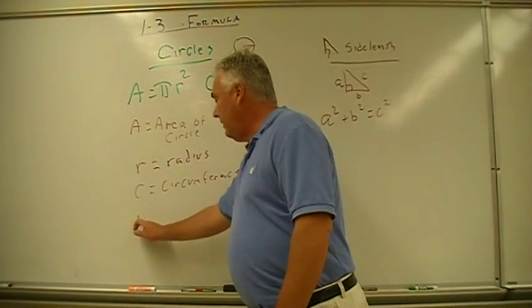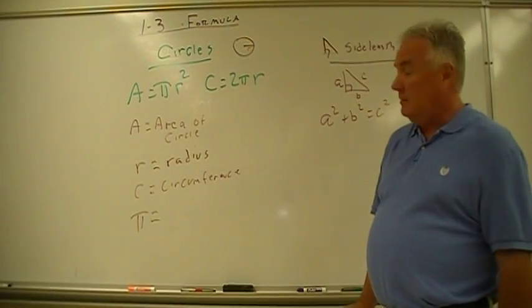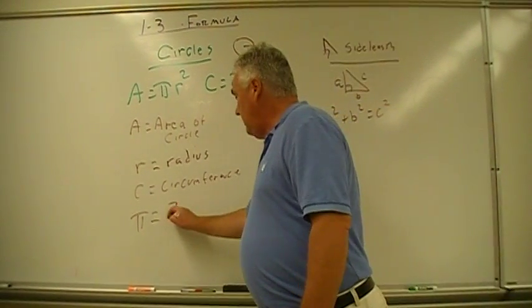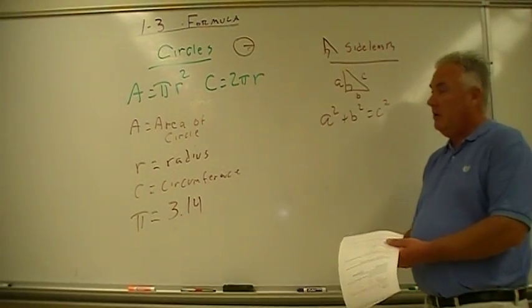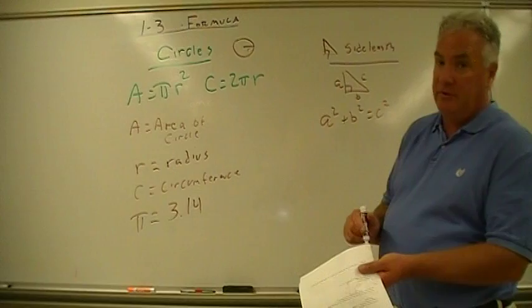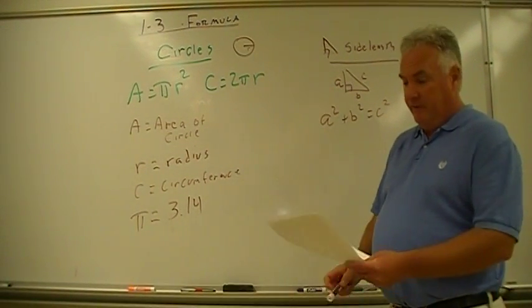Now what about pi? Is that a variable? Pi is a constant. It's 3.14. It's actually a ratio of circumference to diameter. But we always use 3.14.